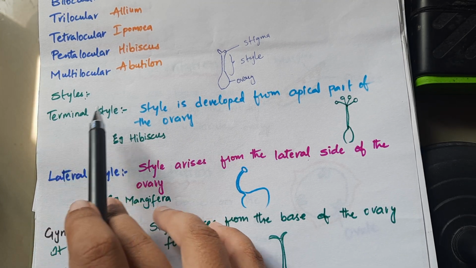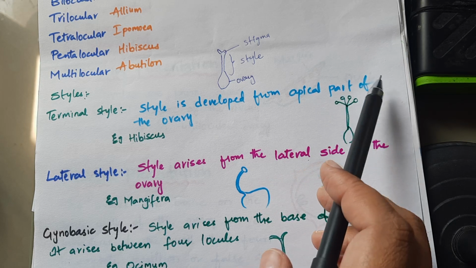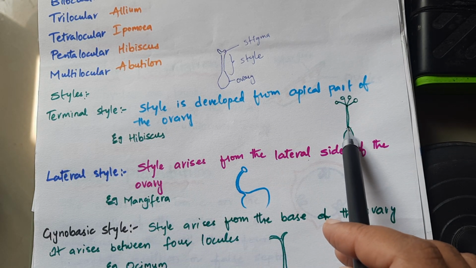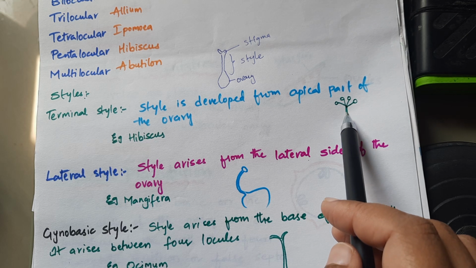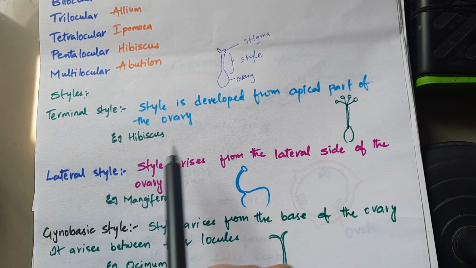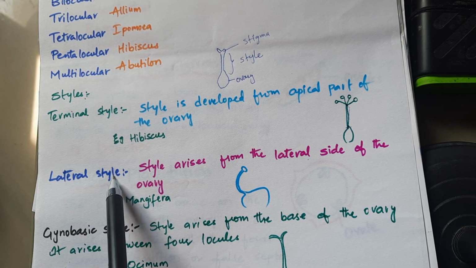First is the terminal style. This style is developed from the apical part of the ovary. See here, this is the ovary. From this apical part the style is arising, so we call it the terminal style, which is seen in the hibiscus. The next one is the lateral style.